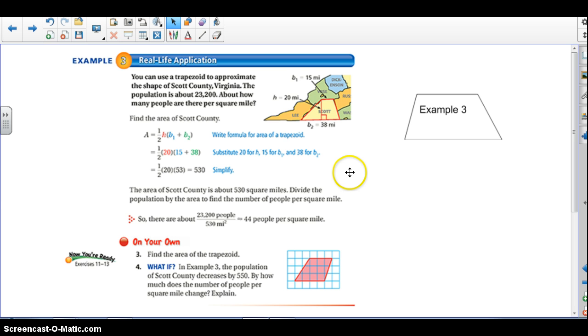Then there's a step 2. We know how many miles it is. The question is how many people are there per square mile. Since it's asking people, that has to do with population. So we'll take the population and divide it by square miles, and it comes out to 44 people per square mile. If you would please do the on your own and come back for the answers.